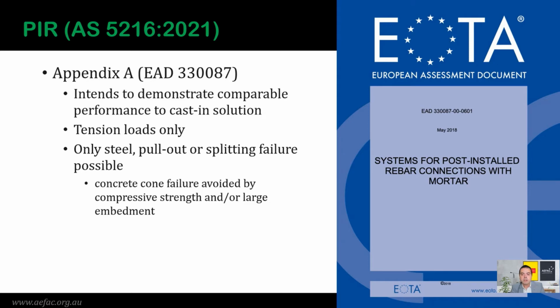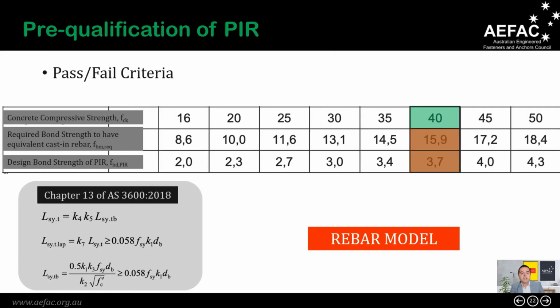Post-install reinforcing bar connections are designed for tensile load, and the verification is done for tensile loads only. As discussed before, the failure modes for the post-install reinforcing bar are assessed for steel failure and pull-out failure. Concrete cone failure is not possible for deep embedded anchors. Okay, this is the overall process of getting an ETA from the EAD.